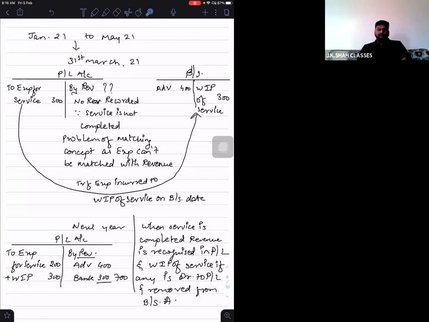Sir, how do we ascertain the value of WIP of services? Is it a value, or is it something calculative? Sir, you know how much expense you are incurring for a particular project. So you have the list of your expenses. And what is WIP? Total expenses incurred till date.